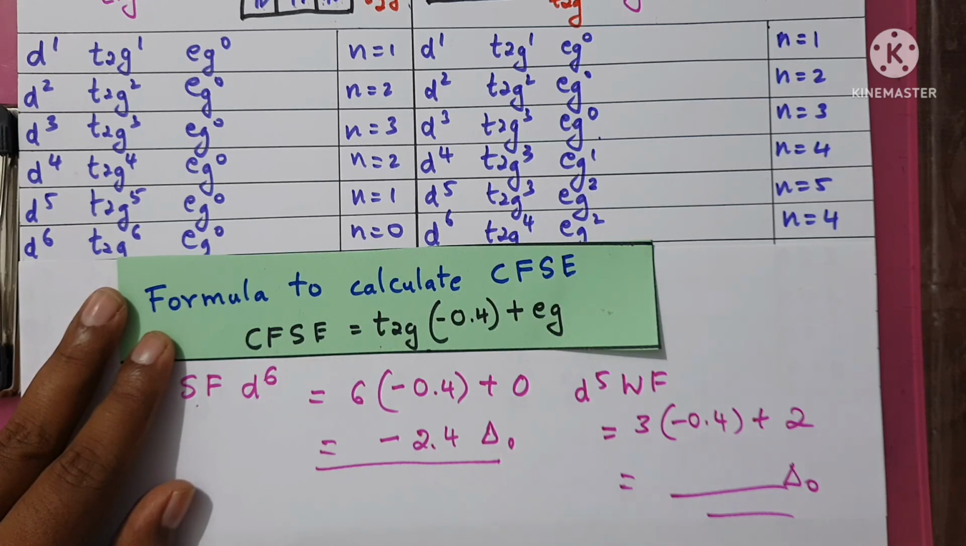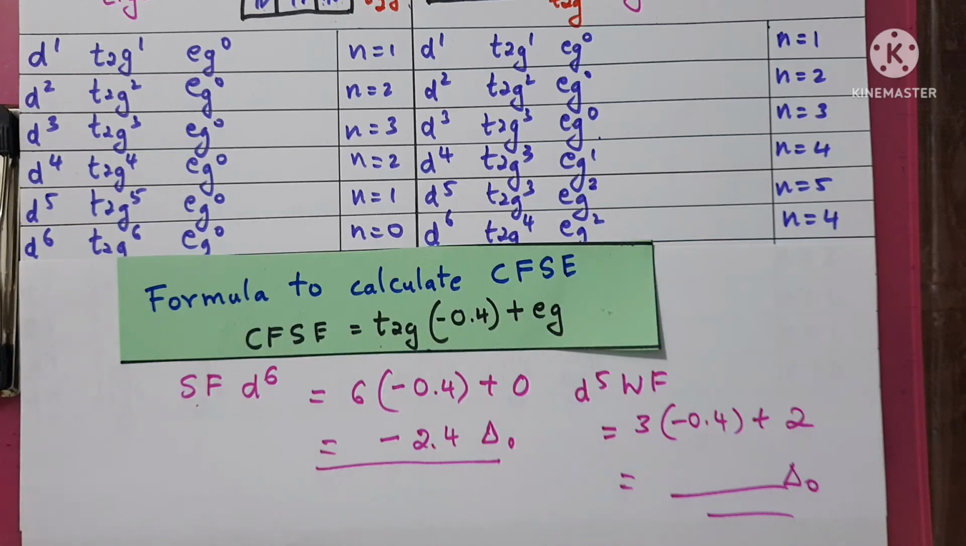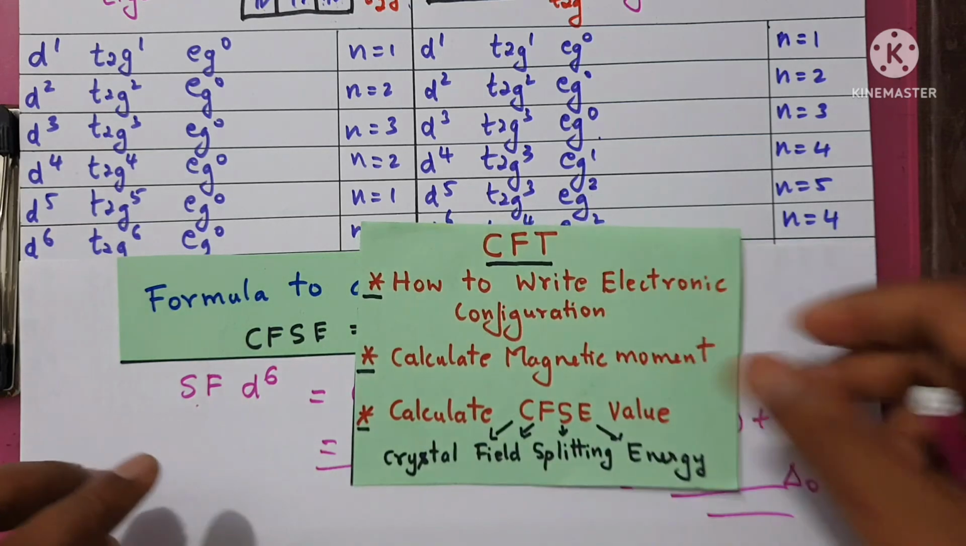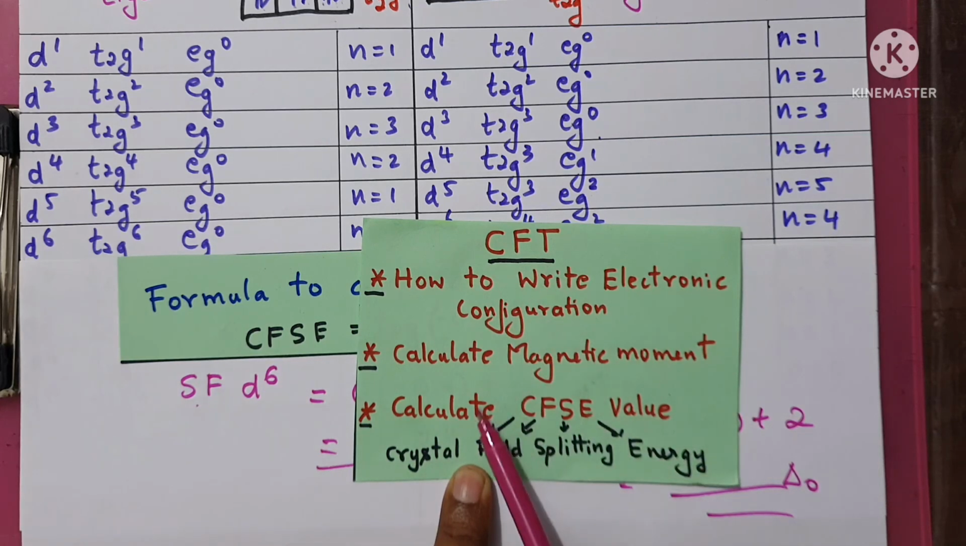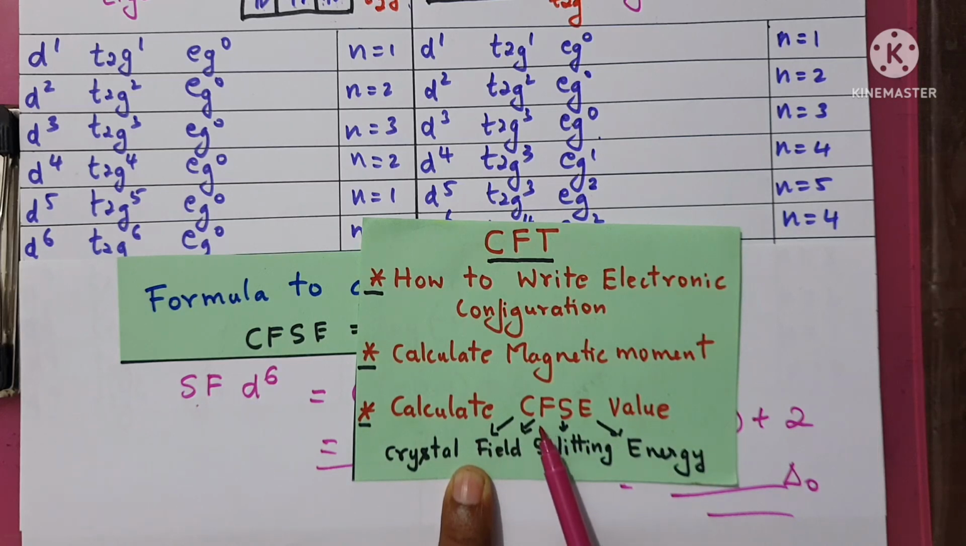I hope you have understood all the 3 concepts which we have discussed in this video, that is how to write the electronic configuration of CFT, calculate the magnetic moment of CFT, and calculate CFSE value.